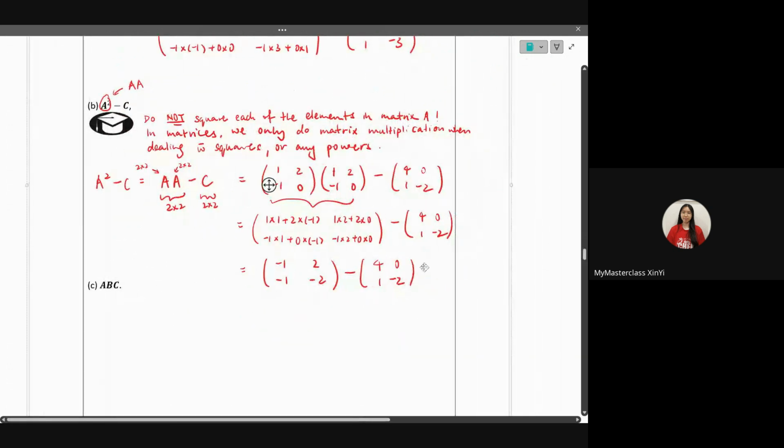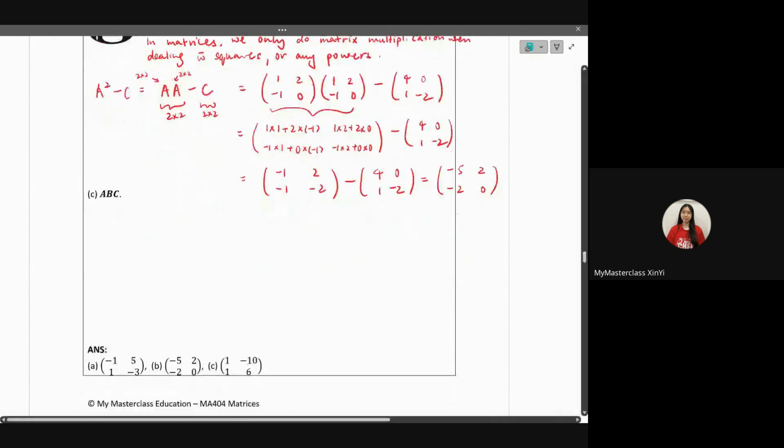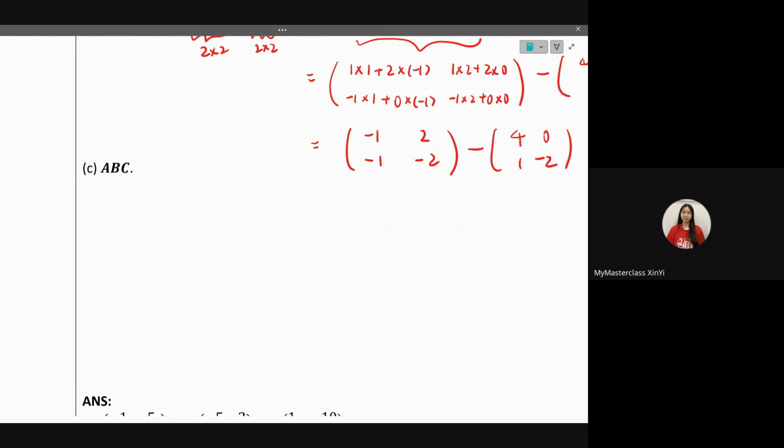Okay, then this will give you the outcome of negative 5, negative 2, 2, and 0. So a 2 by 2 matrix. Now what if we have to deal with matrix multiplication involving 3 matrices? First, check this example. They are all 2 by 2 matrices, so of course you can do matrix multiplication with them.